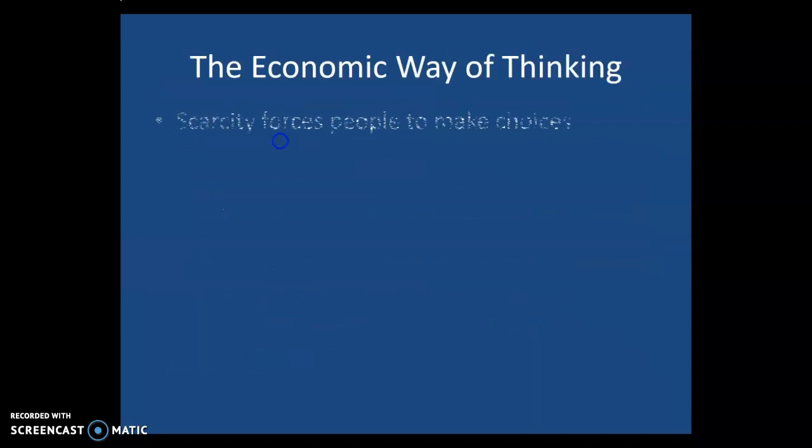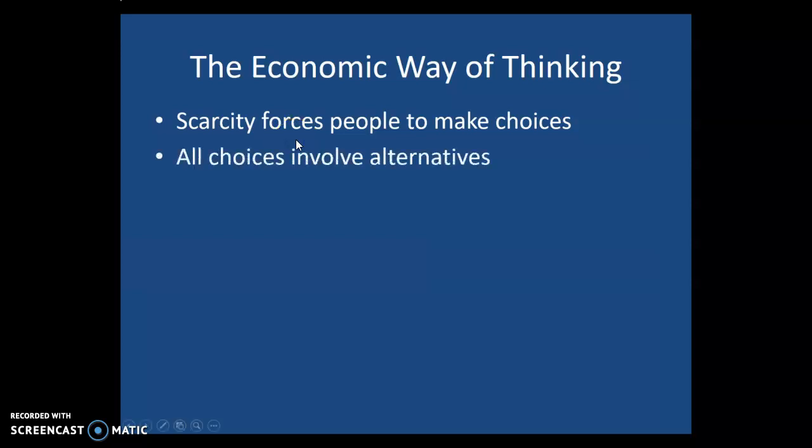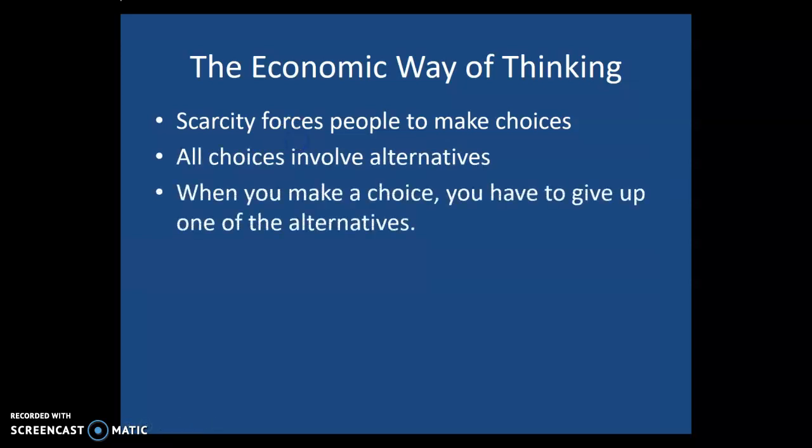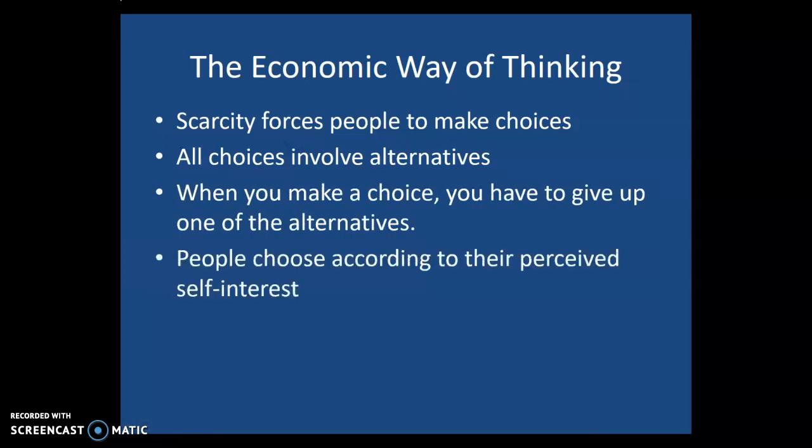So the economic way of thinking then is that scarcity forces us to make choices. All choices involve alternatives. When you make a choice, you have to give up one of those alternatives. And people choose according to their own perceived self-interest. If you used your $50 to go out to dinner, you perceive that to be in your self-interest more than using that $50 to buy a sweater. Okay? You were figuring that you had a better want met, a better want fulfilled by going out to dinner with that $50 than buying the sweater.